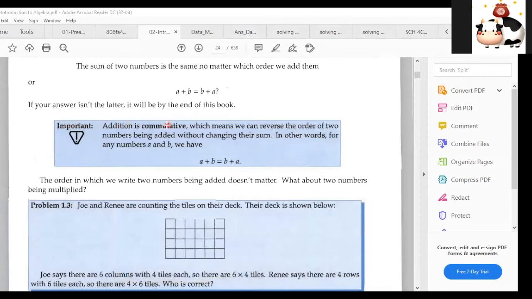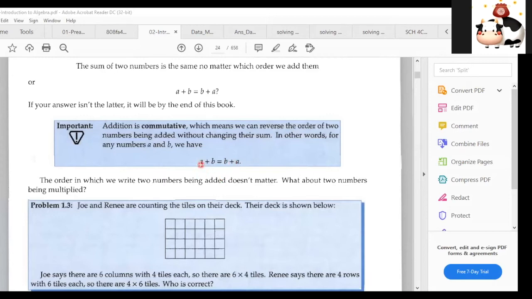See this right over here? Addition is commutative, which means we can reverse the order of 2 numbers being added without changing their sum. Now remember, a sum is the answer when you add something together. When you add 2 things together, the answer is called a sum. So in other words, if you add any 2 numbers, we're going to call them A and B. A could be any number, B could be any number.